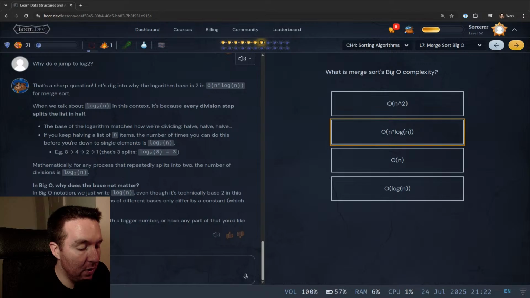Big O, why does the base not matter? In big O notation, we just write log n. It's technically base 2, in which case, why do we immediately assume it's a log?